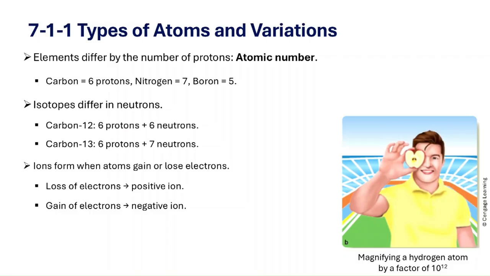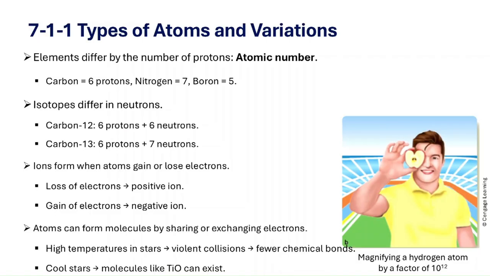Now, when atoms share or exchange electrons, they form molecules. That means atoms bond by sharing or transferring electrons to make molecules. In very hot stars, violent collisions break molecules apart. But in cooler stars or gas clouds, molecules survive and leave distinct signatures in spectra. For example, molecules like titanium oxide are clues to low stellar temperatures.